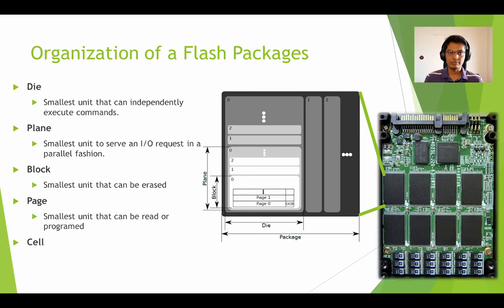Each die contains multiple planes, which is the smallest unit that can serve an I/O request in parallel. A plane contains multiple blocks, which is the smallest unit that can be erased. Each block contains multiple pages, which is the smallest unit that can be read or programmed. A page is made up of multiple transistors, also known as cells.